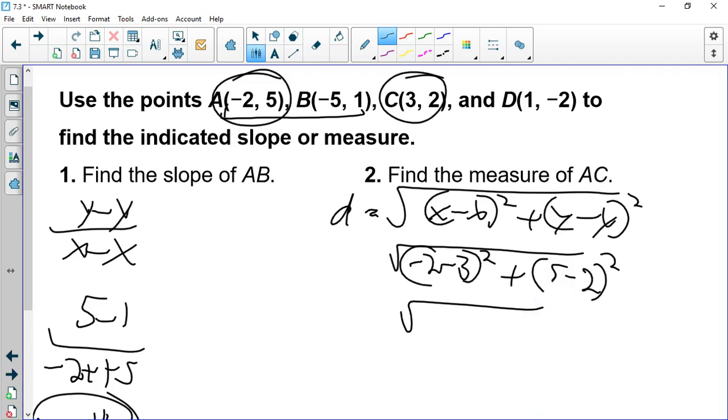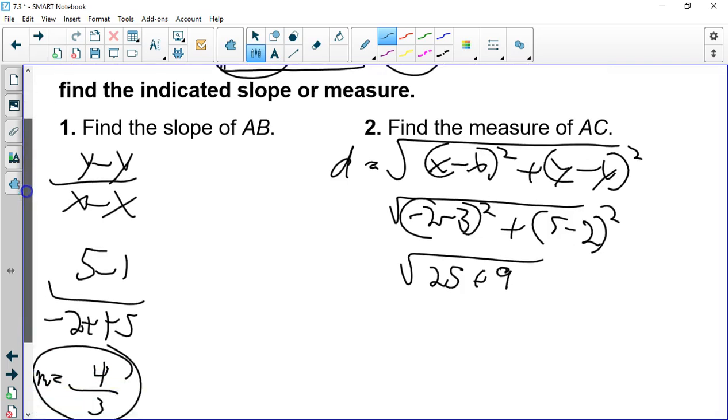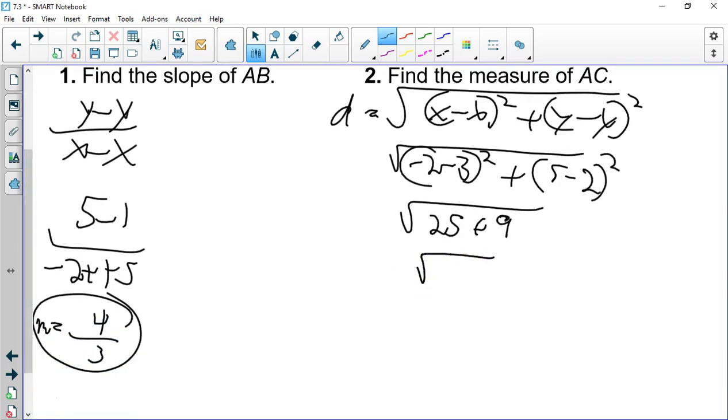Square root of -2 minus 3 is -5. Now be careful here. Remember, a negative number squared is always going to be positive. So -5 squared is 25, just like 5 squared. And then 5 minus 2 is 3, squared is 9. So 25 plus 9 is the square root of 34. Now, there's no perfect square number, like 4 or 9 or 16, that goes into that. So that is the exact answer.